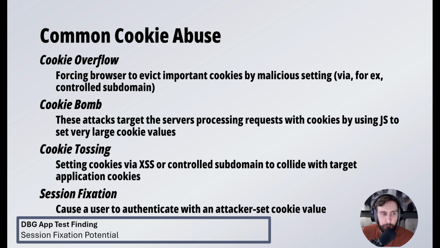It's using JavaScript to set very large cookie values. I think it's typically more of a denial of service type attack, but you might be able to find examples where it's used as an element or component of a greater attack chain. Sometimes there are certain denial of service conditions that can help further other exploit vectors. Cookie tossing, we already talked about this.